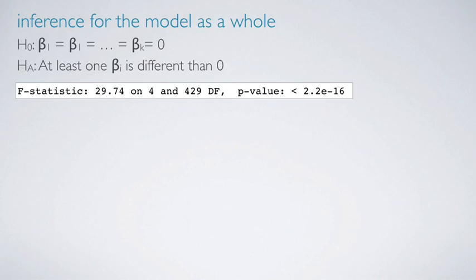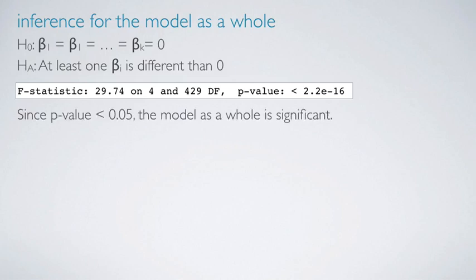We have an F statistic on 4 and 429 degrees of freedom. 4 is the number of predictors, and 429 is simply n minus k minus 1. We had 434 observations, minus 4, the number of predictors, minus 1 gives us the residual degrees of freedom. And we are also given the p-value. So we really do not need to do any calculations by hand here. We already have the p-value provided for us. So what we need to focus on is instead the interpretation of what this means.